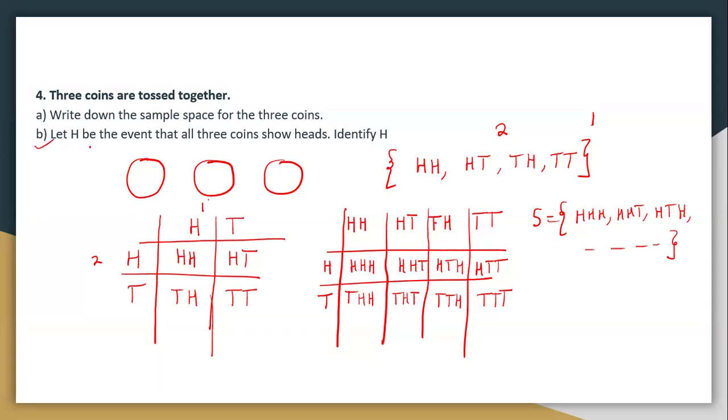Then for part B, they told us H is the event that all 3 coins show heads. Now for our event, all the coins show heads. It means you have head, head, and head. So that is the meaning. So you stop there. In case they ask you for probability, then you say that it is going to be 1 out of the 8.